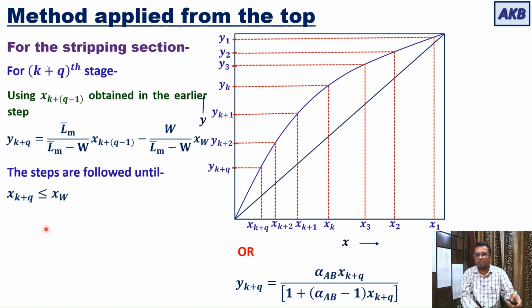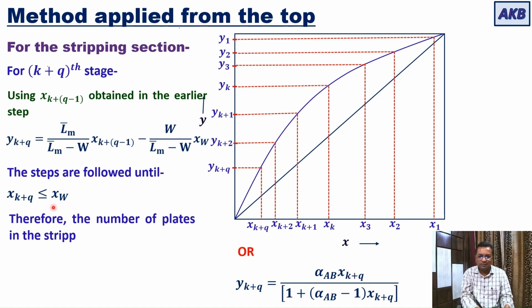You started at the top and now you are at the bottom. You started at the condenser, now you are at the reboiler. So when x(k+q) becomes less than xW, then you have reached the reboiler, as I said.